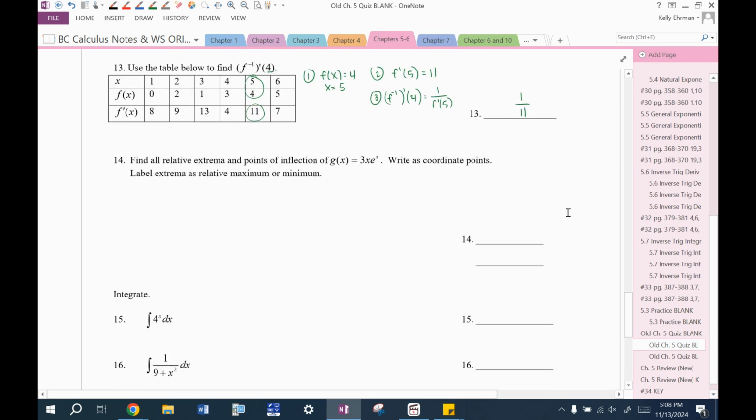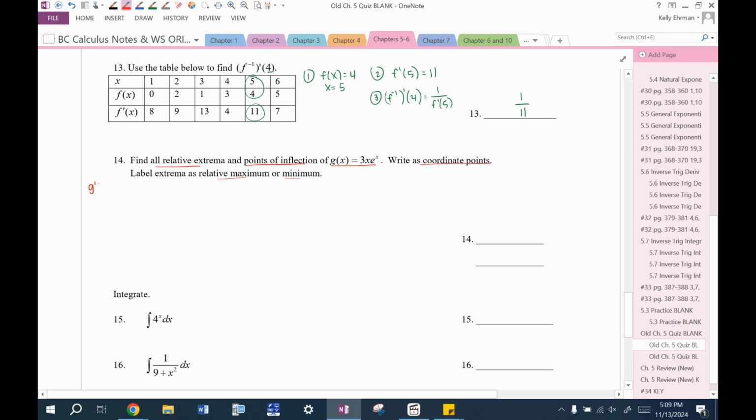Number 14, find all relative extrema and points of inflection of this graph. Write as coordinate points. Label extrema as relative max or min. So there's a lot to do here. Let's start with the relative extrema. So that's first derivative test.